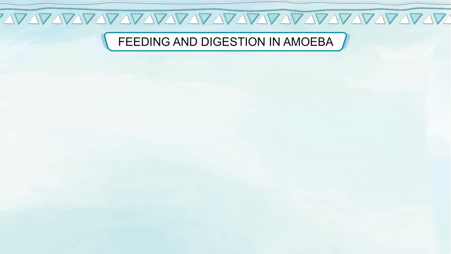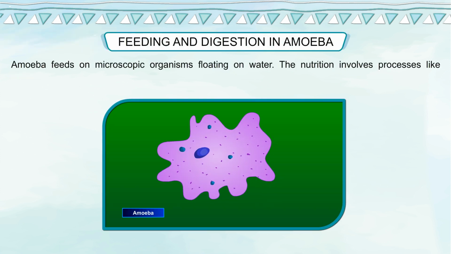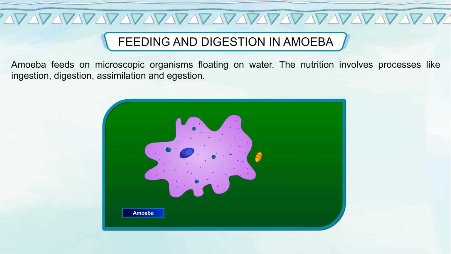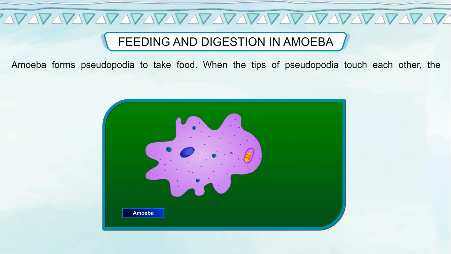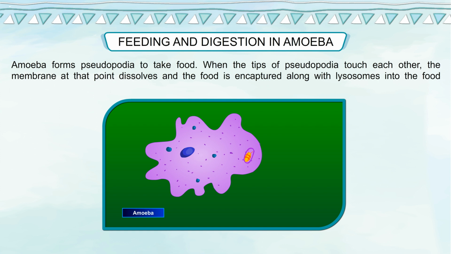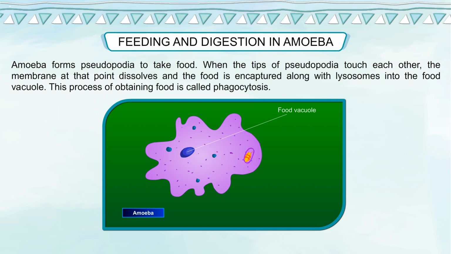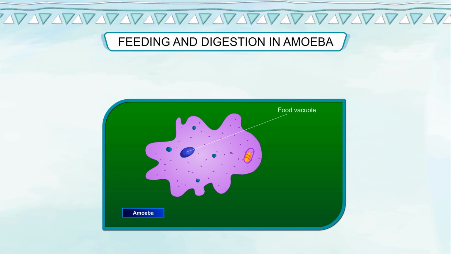Feeding and digestion in amoeba. Amoeba feeds on microscopic organisms floating on water. The nutrition involves processes like ingestion, digestion, assimilation, and egestion. Amoeba forms pseudopodia to take food. When the tips of pseudopodia touch each other, the membrane at that point dissolves and the food is encapsulated along with lysosomes into the food vacuole. This process of obtaining food is called phagocytosis.